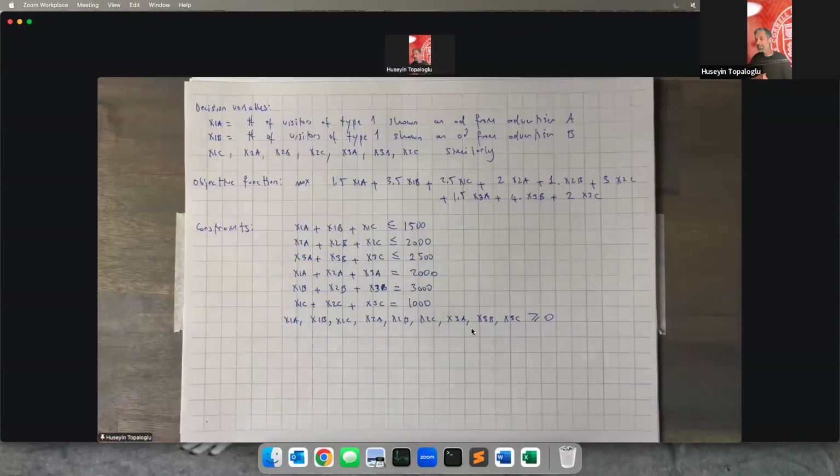Let's now think about how we can write our linear program in a compact fashion. That is useful when we're dealing with a linear program with hundreds of thousands of decision variables and hundreds of thousands of constraints.